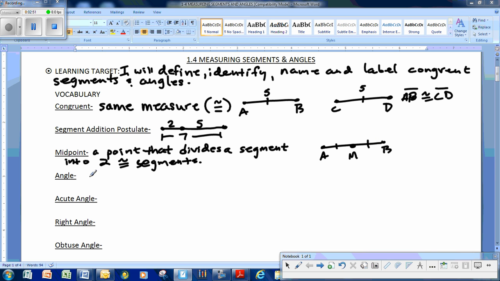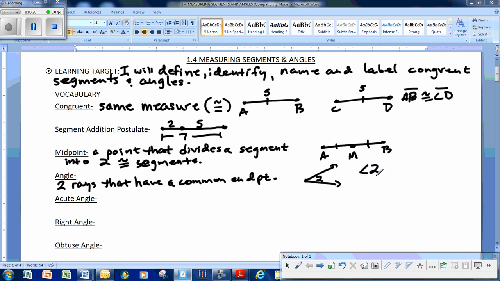Next we have an angle. An angle is two rays that have a common endpoint. So if I draw a ray and I draw another ray with a common endpoint, that makes an angle. Now we can name an angle a bunch of different ways. Sometimes you'll have a number in there, so we can call that angle 2. That would be the symbol for angle. An angle symbol.